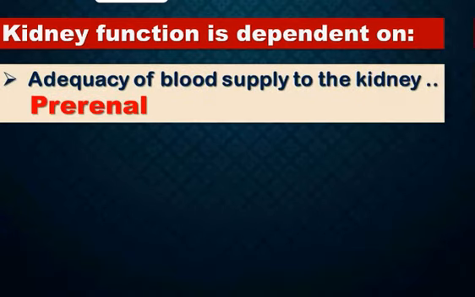First, it is the adequacy of blood supply to the kidney. We said it takes about 20% of the cardiac output. And here we talk about prerenal factors or the prerenal stage of kidney function. Good adequacy or good perfusion of the kidney will mean good function.